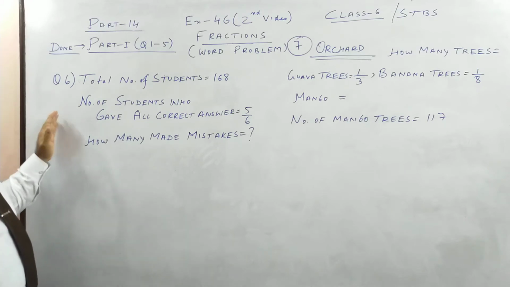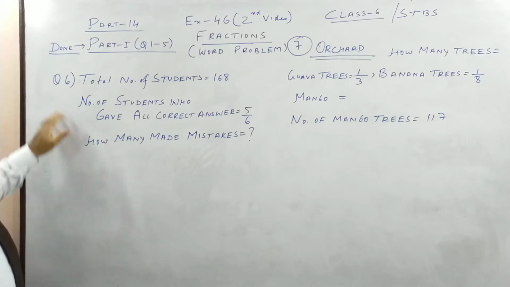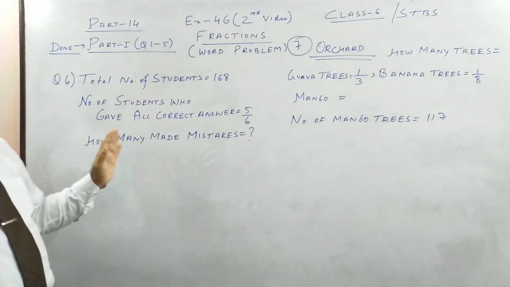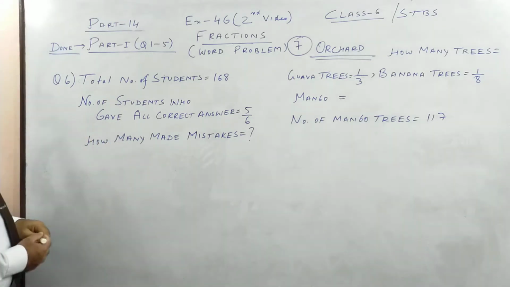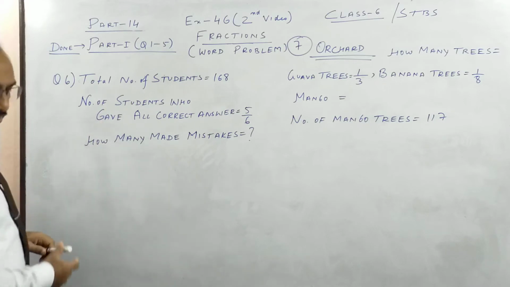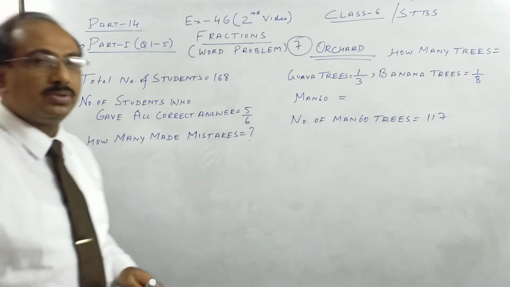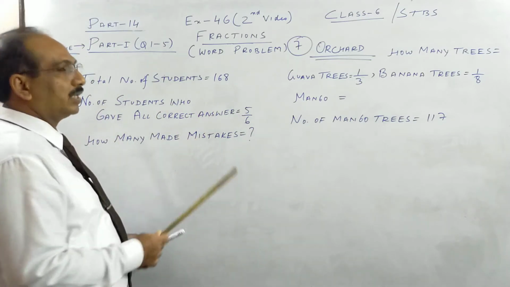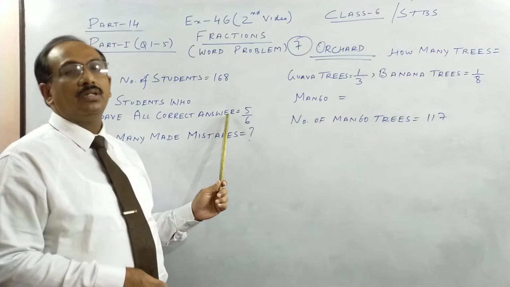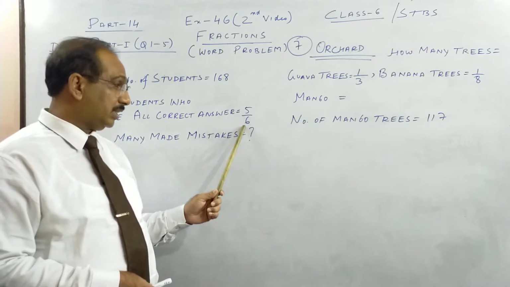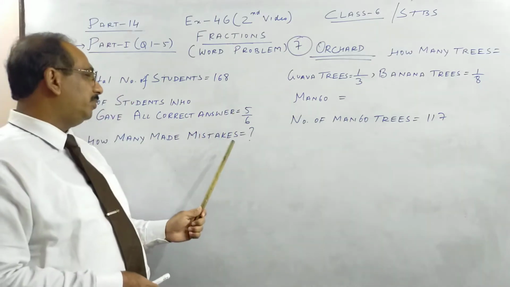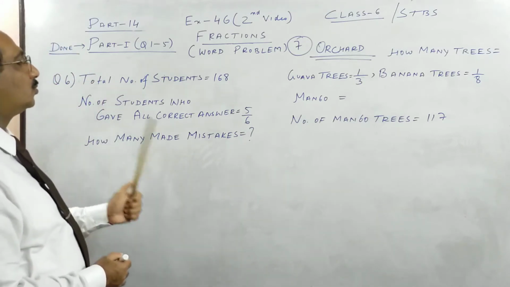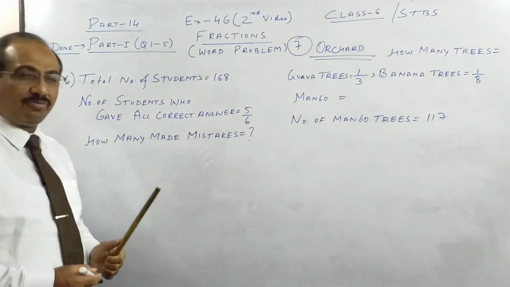So here I am going to do the last 4 sums, questions 6, 7, 8, 9. So there are 4 questions. Let us see question number 6. Total number of children is 168. Number of students who gave all correct answers as a fraction is 5/6. So how many students make mistakes? So first we will find how many students made mistakes as a fraction.